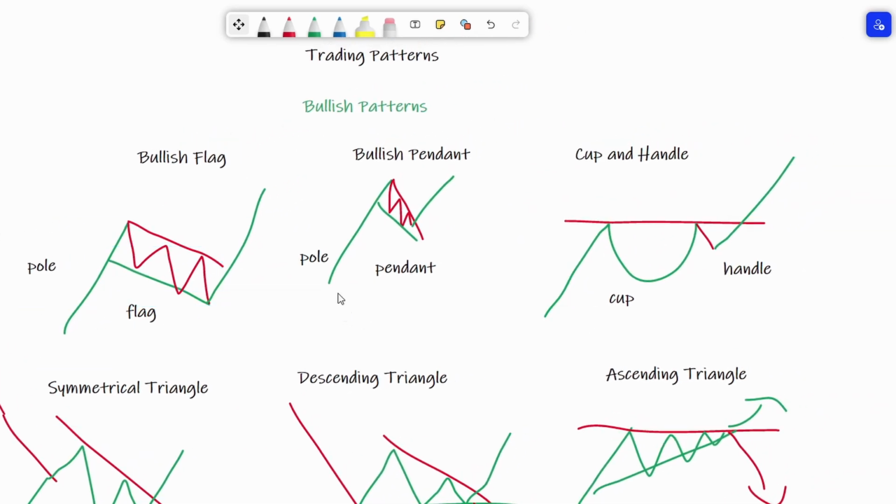The next pattern we have here is what we call the bullish pennant, and it is very similar to the bullish flag, except the only difference is these converging support and resistance lines.